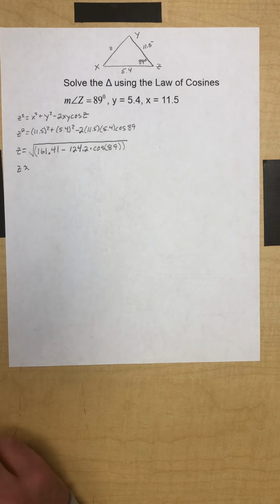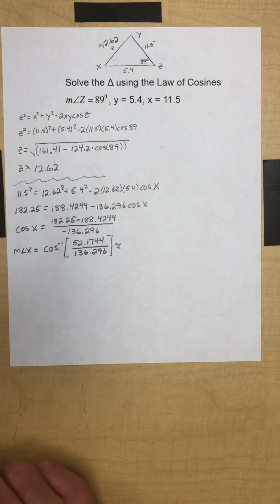We just punch it into our calculator. Second, cosine inverse, 52.1744 divided by 136.296, and hit enter. I'm coming up with 67.49 degrees. So the measure of angle x is 67.49 degrees.